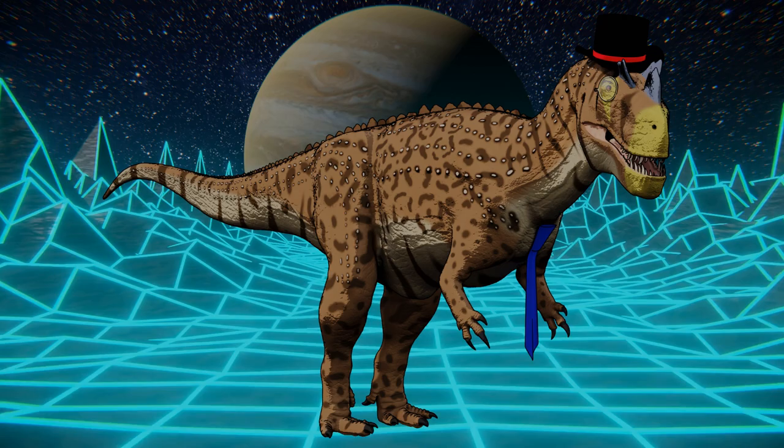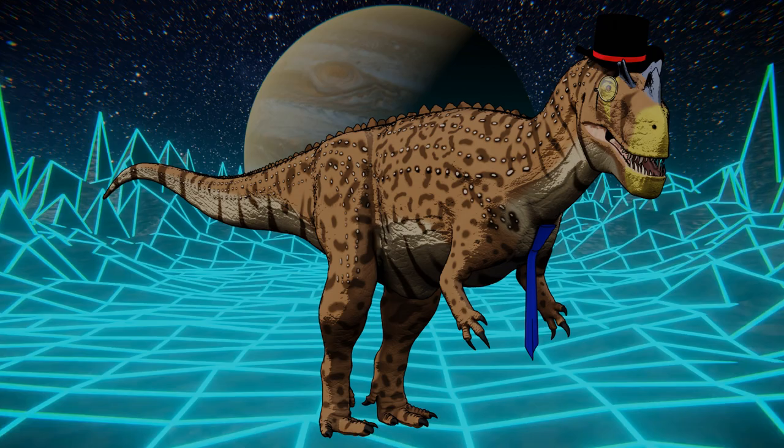Now, this isn't to say that you can't reject the picture on the left while accepting the one on the right. You certainly can, it's just that you can't use the idea of micro versus macro evolution to do so.